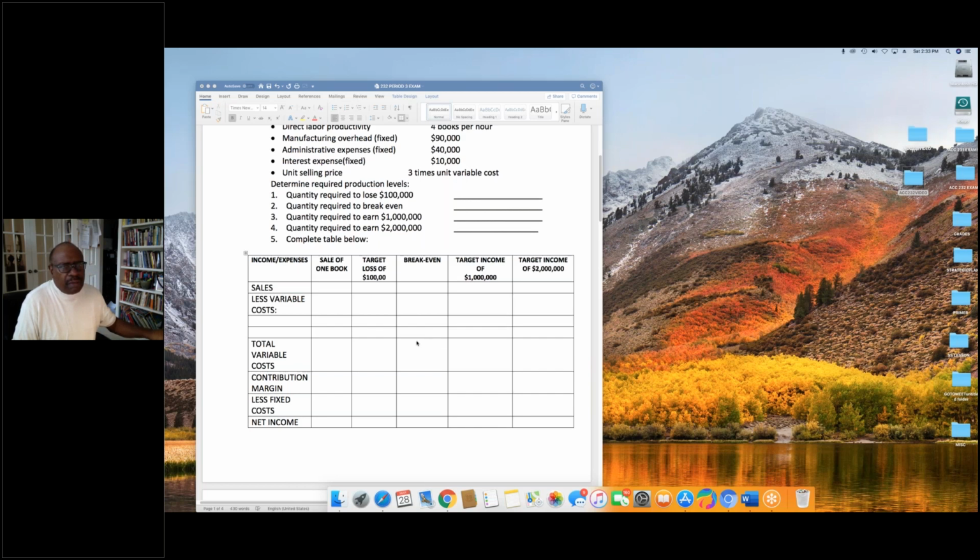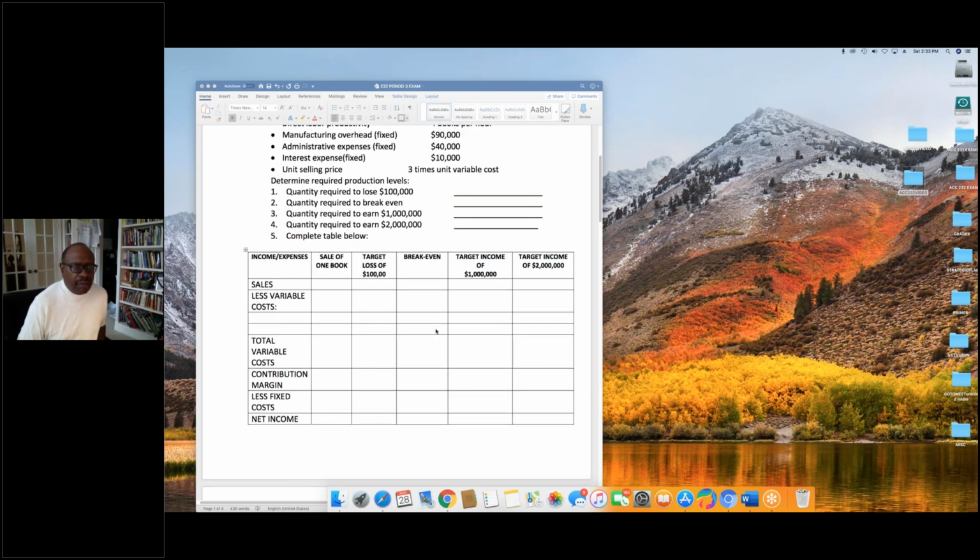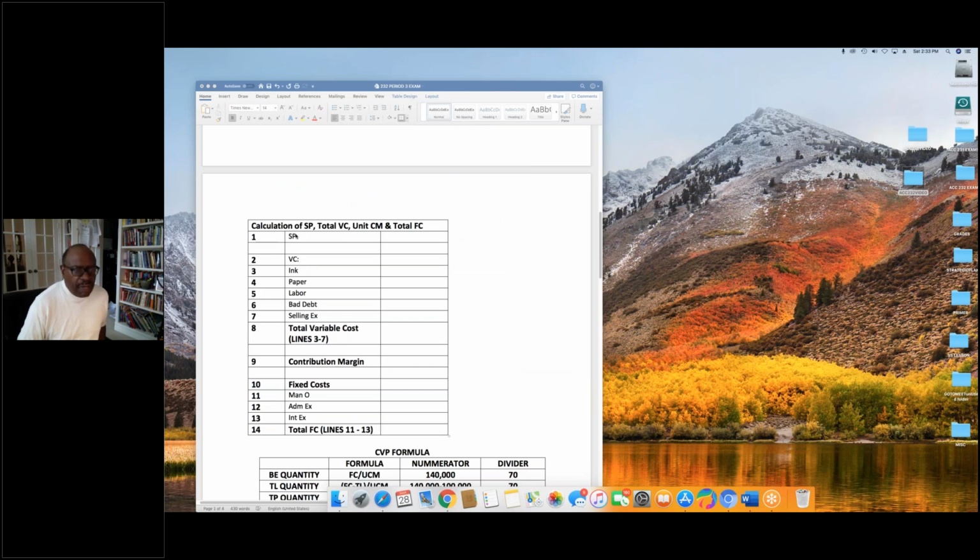Our starting point is to calculate selling price, variable costs, adding up lines 3 through 7 to get the total variable cost, calculating the contribution margin, then coming up with the total fixed cost. So that's the first thing that we're going to do.